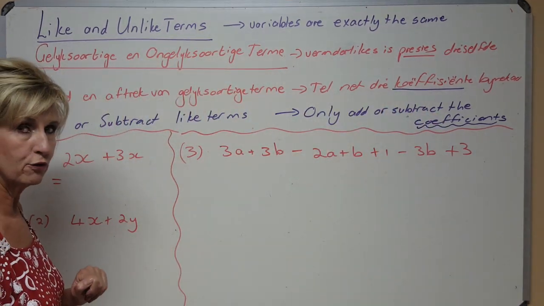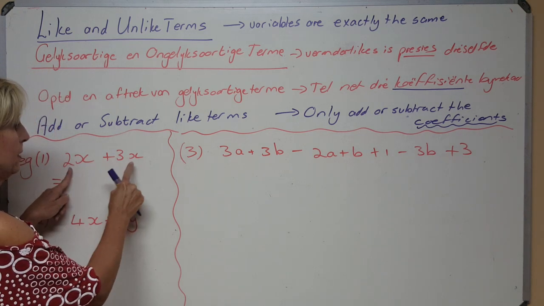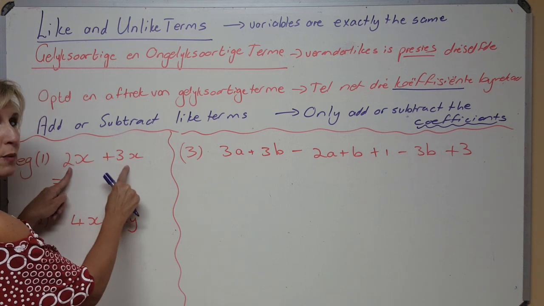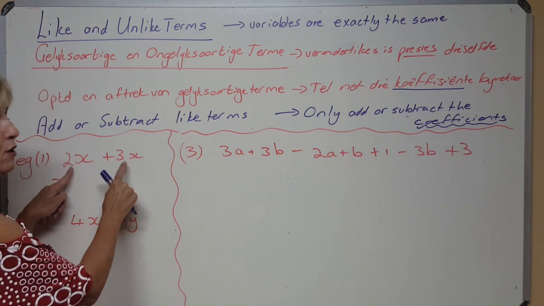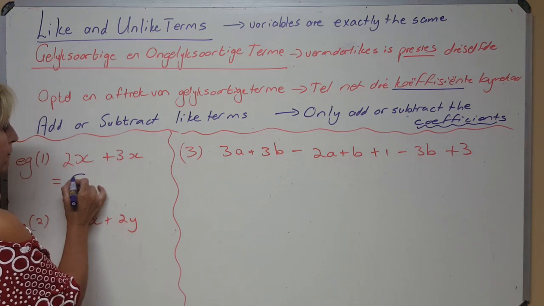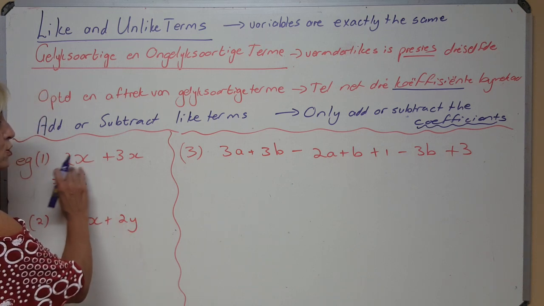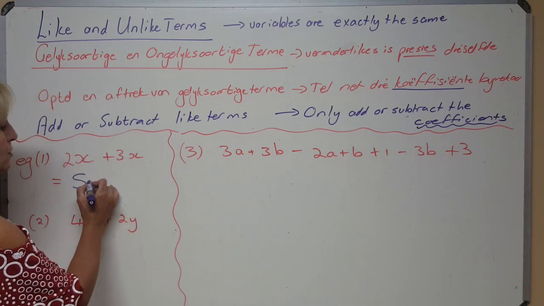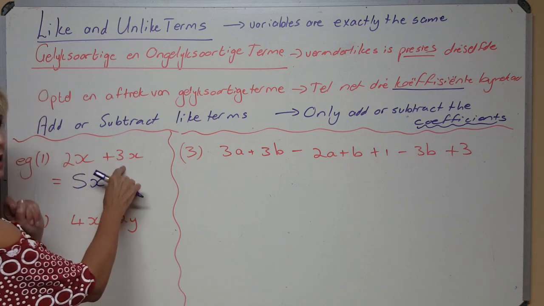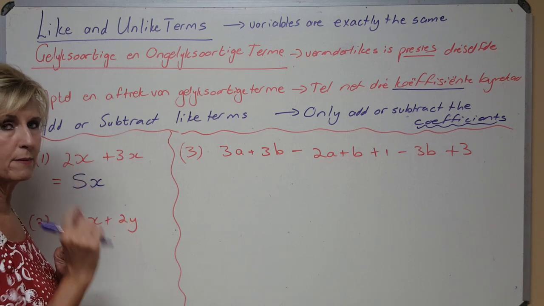Sien jy, jy moet weet wat 'n koëffisiënt is. Die koëffisiënt is die getal voor die x. So jy gaan die 2 by die koëffisiënt daar wat plus 3 is tel. So dit gee vir jou 2 en 3 gee vir jou 5. You add the coefficients of 2 and 3 together and you've got 5. What happens to the x? Nothing. It's like saying 2 apples plus 3 apples gives you still 5 apples. Dis asof jy sê daar's 2 appels plus 3 appels en dit gee vir jou 5 appels. Jy tel net die koëffisiënte by mekaar.